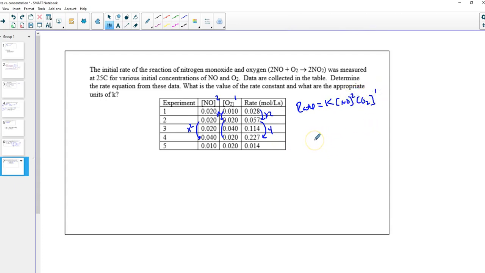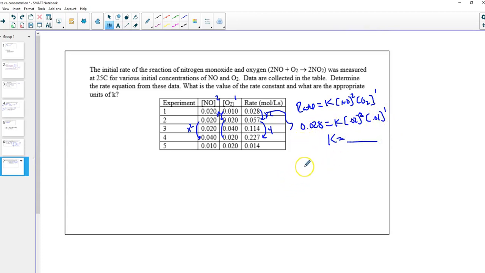At that point, we're going to plug in our values here to get the K value. So we're going to just solve it in here. We got 0.028 equals my K value, concentration of 0.02 squared, concentration of 0.01 first. Put this all together, divide it out, and you get your K value. I'm assuming you can do that math on your own.